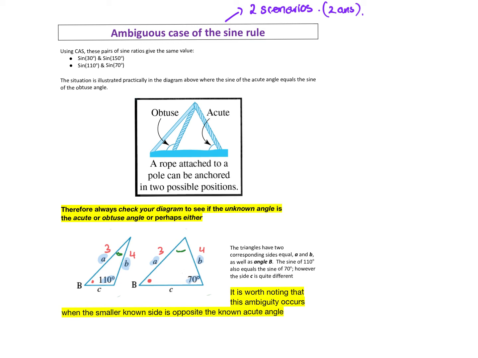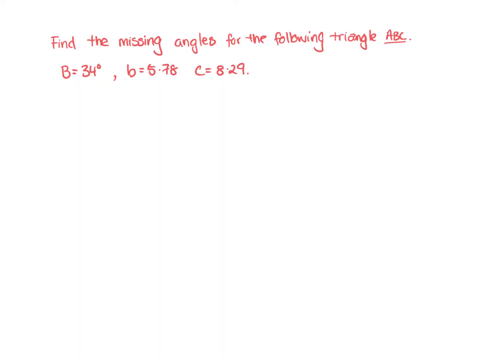So it's worth noting that the ambiguity occurs when the smaller known side is opposite the known acute angle. So you know this, what we're saying here, I know this angle B, and the smaller side is opposite. Yeah, all right, we'll work it out. Let's go. So I'm going to show you this question.